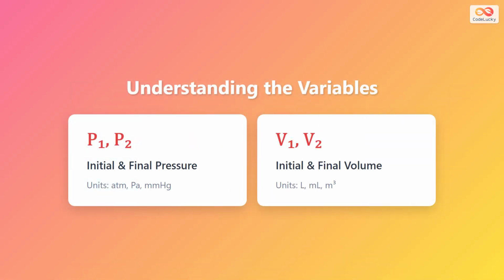Let us understand what each variable in the formula represents. P1 and P2 stand for the initial pressure and final pressure of the gas. Pressure can be measured in various units such as atmospheres, pascals, or millimeters of mercury. V1 and V2 represent the initial volume and final volume of the gas. Volume is commonly measured in liters, milliliters, or cubic meters. When using Boyle's law, make sure that the units for pressure are the same on both sides, and the units for volume are also the same.